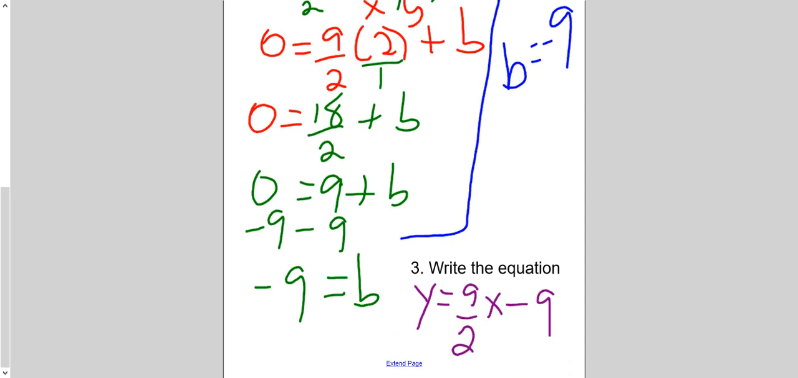Okay, remember, 3 steps. Find your slope using your slope formula. Use your slope and one of your points to find your y-intercept. And then last, write your equation.